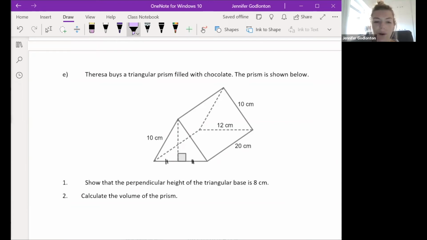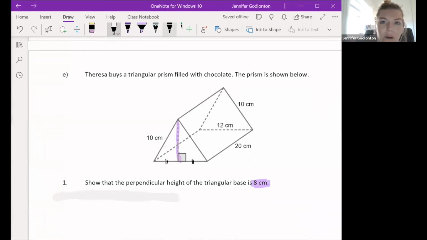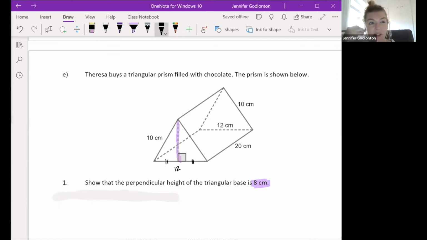Okay, so for A, the first part of this question is to show that this perpendicular height over here is 8 centimeters. That's all we have to do for this first question. Don't even worry about the second part just yet. Just look at that first question. And the first question is just saying, show that the perpendicular height of the triangular base is 8. That means we have to show using Pythagoras. Okay, so if that's 12 at the back over there, then this will be 12. So just think about it like that.